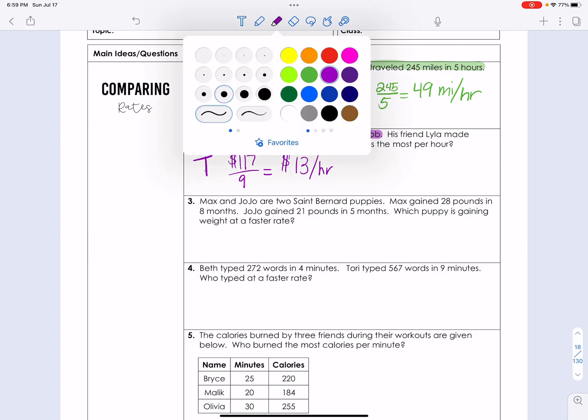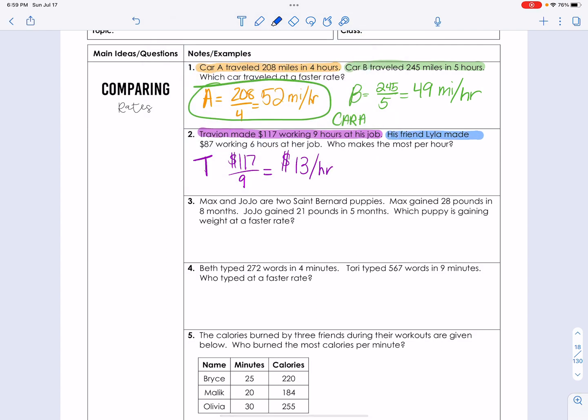Okay, and then you have Lila. Lila is making $87 for 6 hours. Okay, so Lila is making $87 for 6 hours, and you divide that out, and Lila is making $14.5 per hour. So Lila is actually making more money per hour. It's just Travion worked longer. All right, I would like you to do questions 3 and 4.